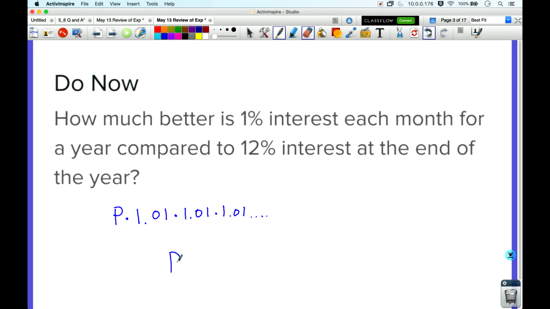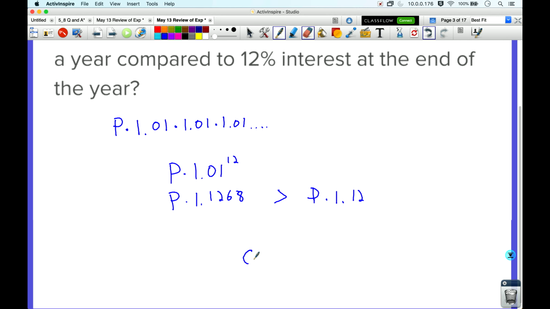times. This is going to become the principal times 1.01 to the power of 12, or the principal times, let's do this in our calculator, 1.01 to the power of 12 is 1.1268. Versus, if I grow just 12%, that would be just times 1.12. So times 1.1268 is bigger than times 1.12, and it's specifically 0.0068 times bigger.